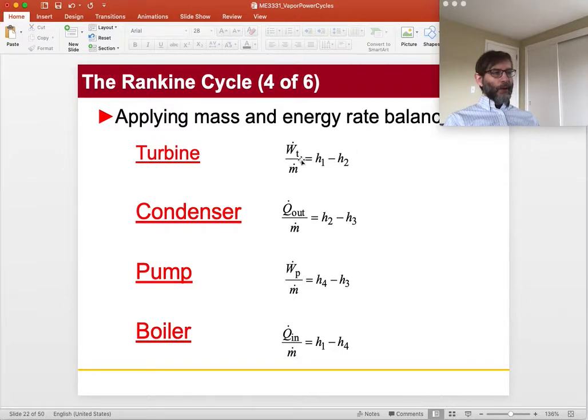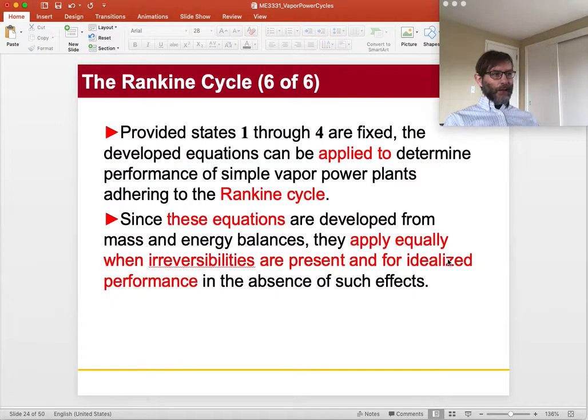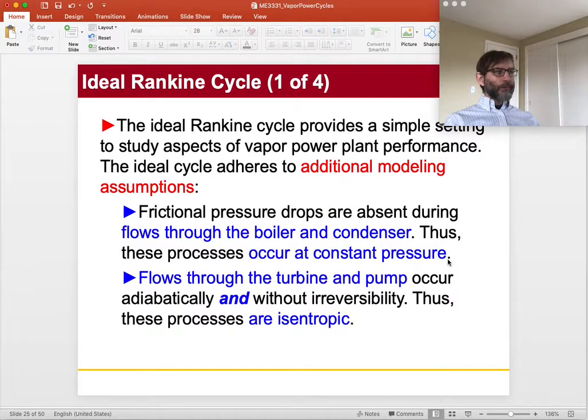The only thing is, if this was not adiabatic, like a non-adiabatic turbine, then you'd have to put a Q term in here. The only terms you'd have to add are maybe some heat loss here and heat loss here. So you could put in some extra heat loss terms, but they're certainly applying to the ideal Rankine cycle. Okay, so what is the ideal Rankine cycle?